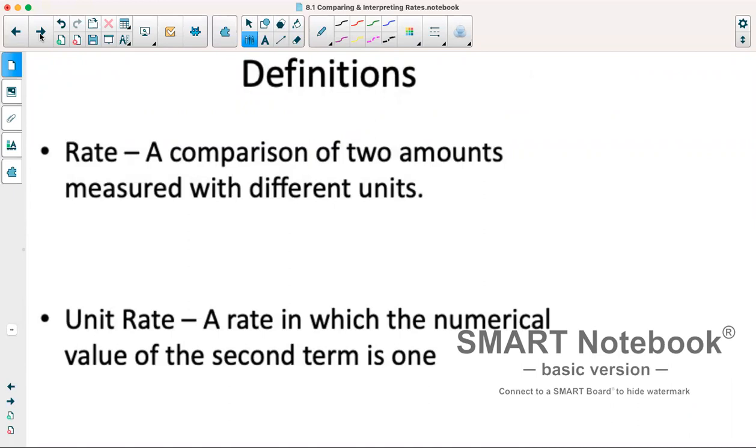For example, if you go fill up your vehicle with fuel, you'll notice that there's a rate for how much you're paying per liter. So you have how many dollars per liter. So you have two different units there. A unit rate is also a rate in which the numerical value of the second term is 1, which would be that previous example, because you're paying a certain amount of dollars per 1 liter.